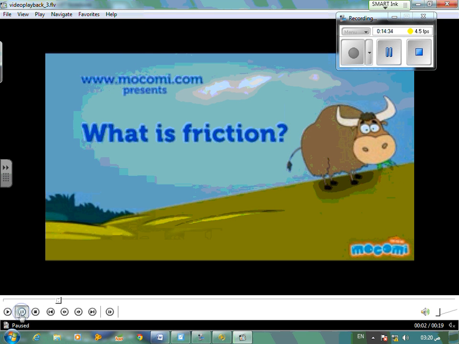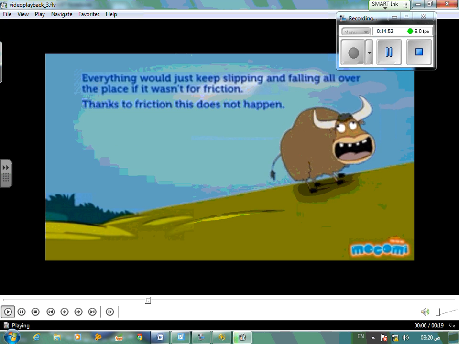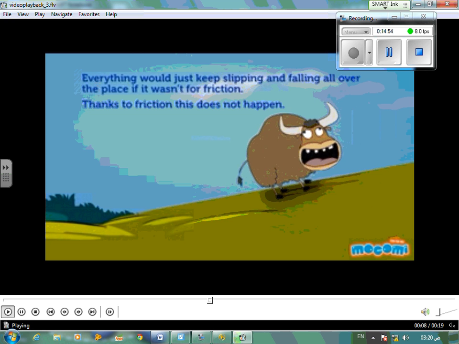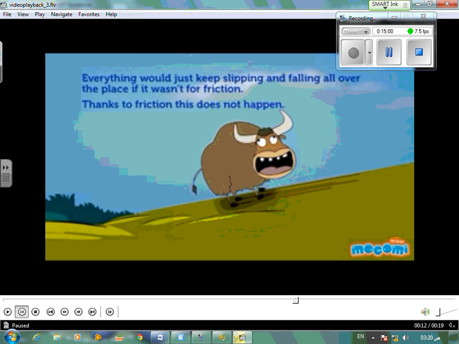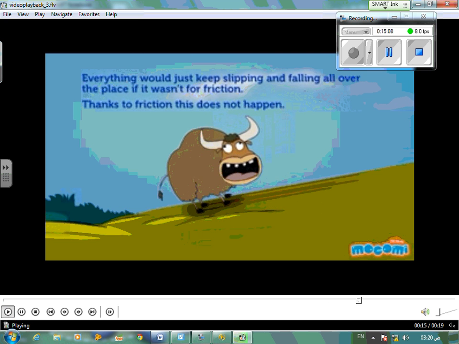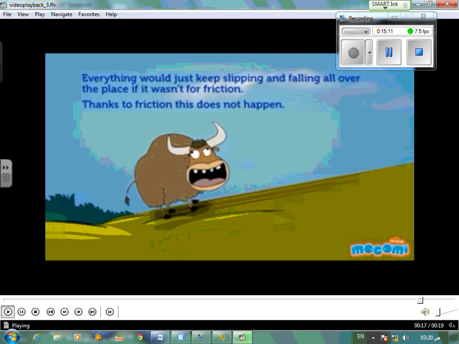And we will show another video. Look at this cow that tries to eat grass, but if there is no friction force between its legs and the ground, it will slip down, so it can't eat easily. Look, if there is no friction force, it will slip down. So, the friction force is very important to prevent slipping down.